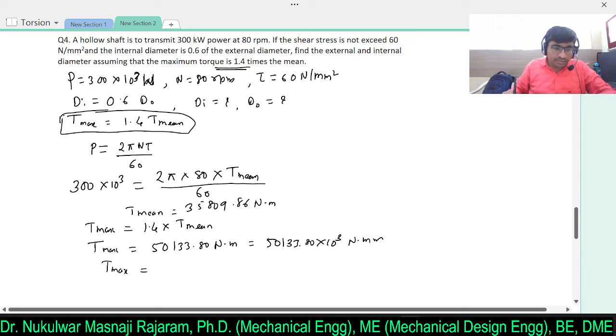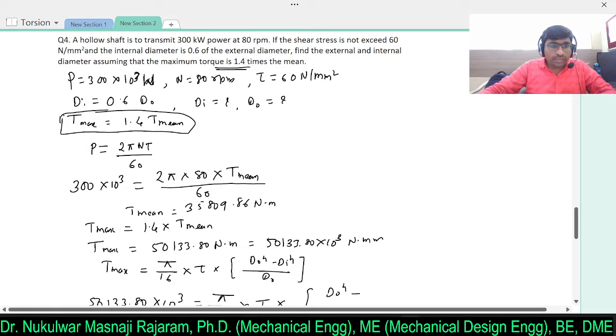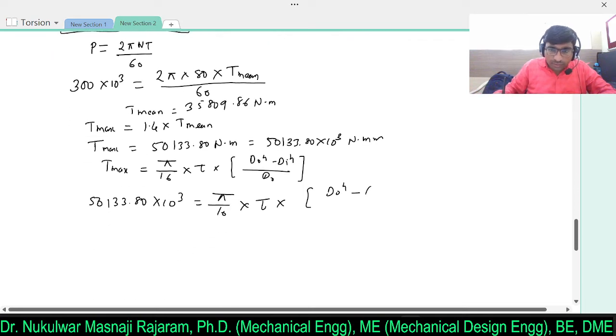Now here I will consider the formula for the maximum torque transmitted by hollow shaft, that is pi by 16 into tau, the same formula we are using. Now I will put the value of maximum torque, 50133.80 into 10 raised to 3 equal to pi by 16 into tau. Now instead of di, what is the relation given? 0.6. So in bracket 0.6 do raised to 4 divided by do. Clear? If you simplify this, we get the entire equation in terms of do.